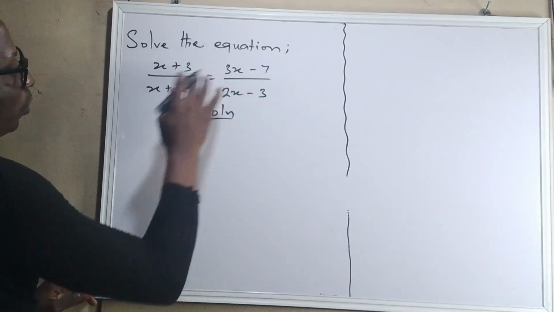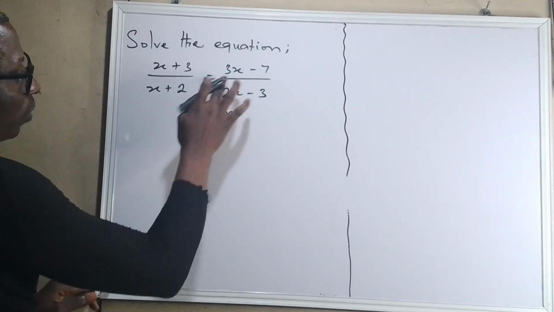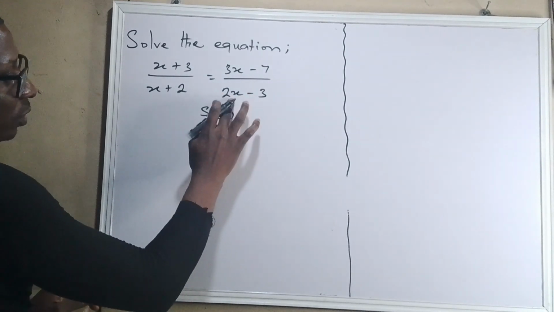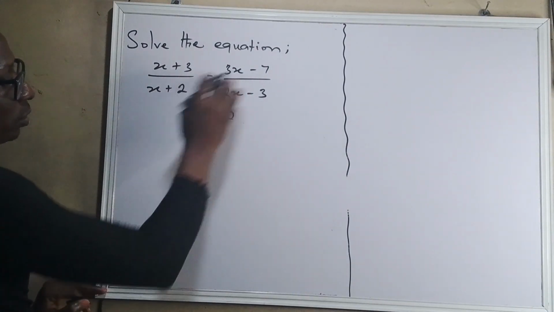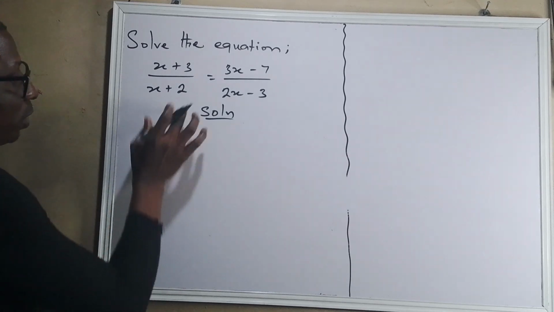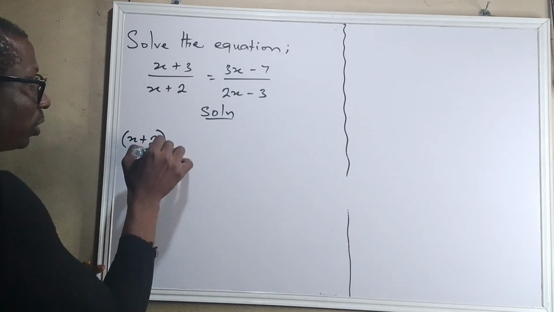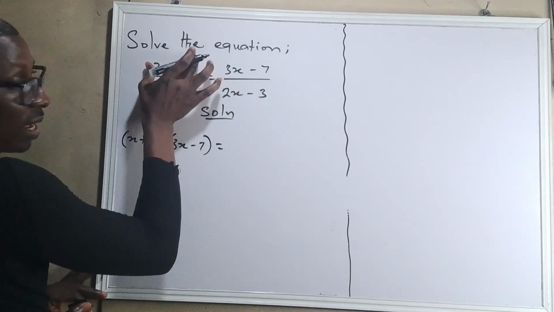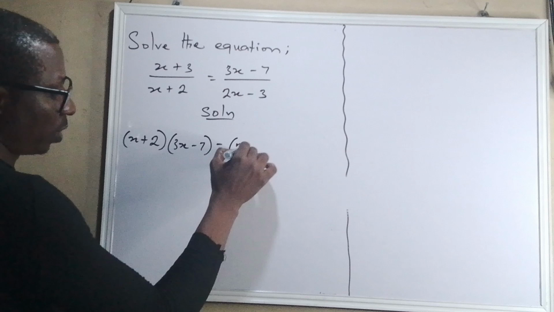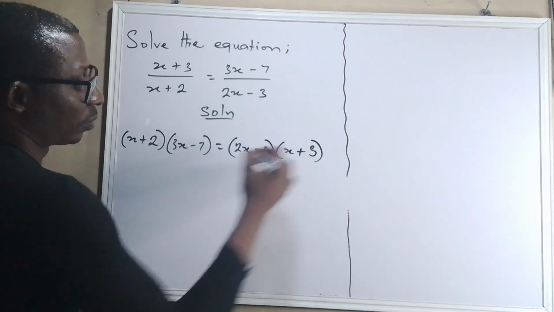Now solve the equation (x + 3)/(x + 2) = (3x - 7)/(2x - 3). The first thing we're going to do here is to cross multiply. So we have (x + 2) times (3x - 7) equals, so this multiplies this, (2x - 3) times (x + 3).